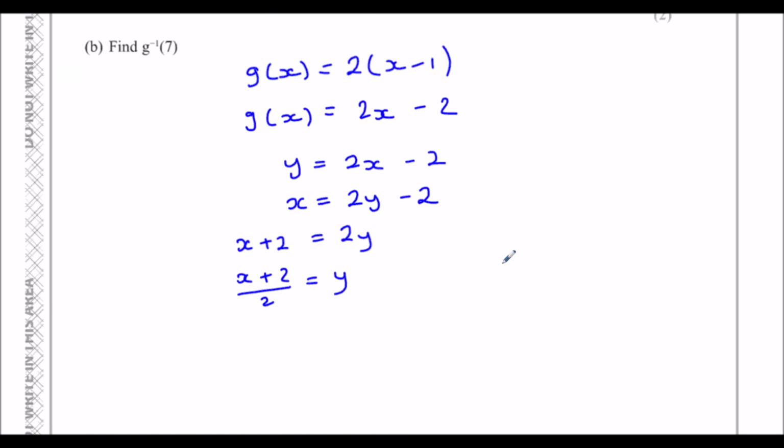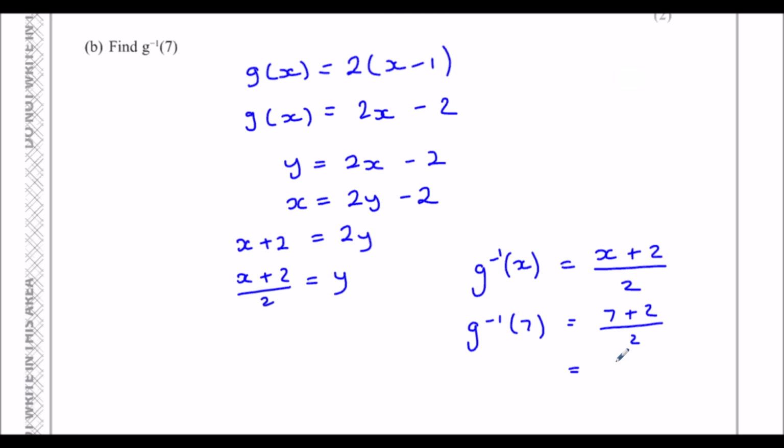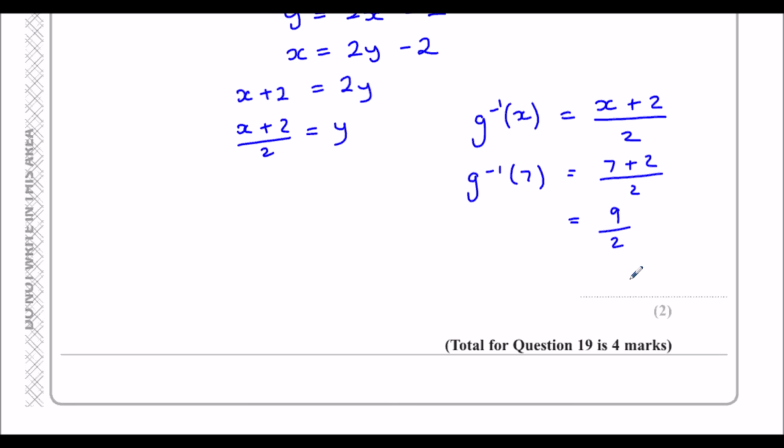So the inverse function, g minus 1 of x, is x plus 2 over 2. So the opposite of times by 2 then taking away 2 is adding 2 then dividing by 2. And we're going to substitute 7 into this. So it's 7 plus 2 over 2, which is 9 over 2, or 4.5.